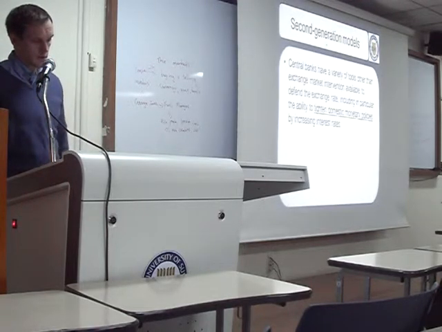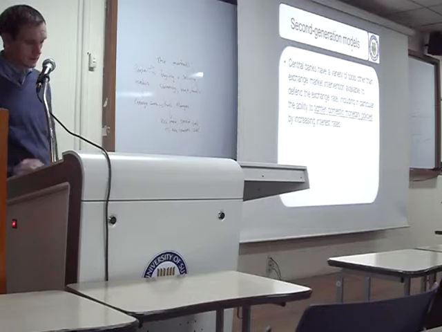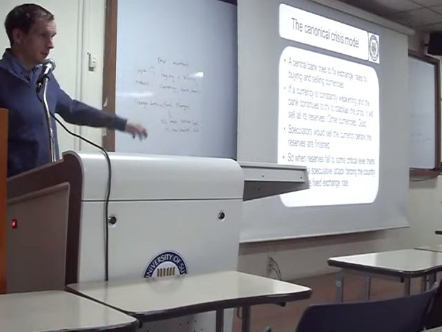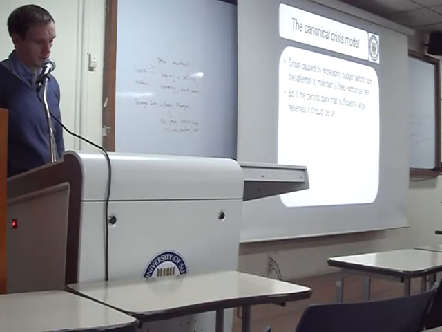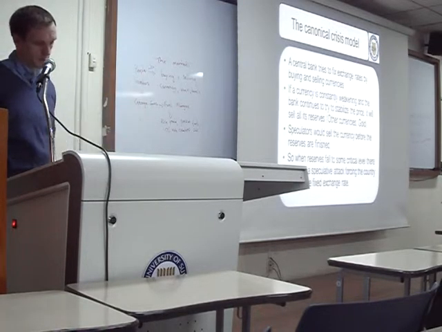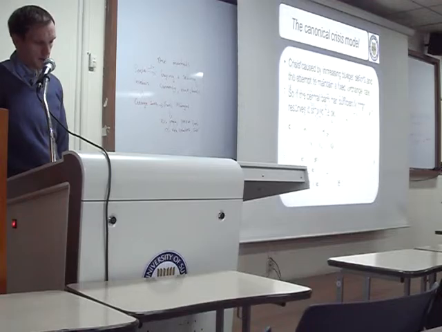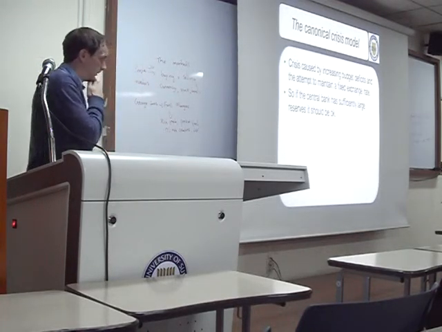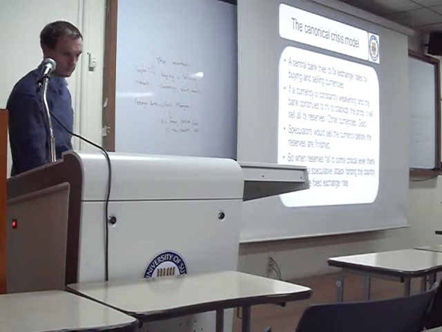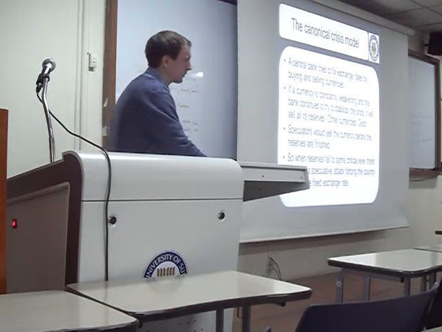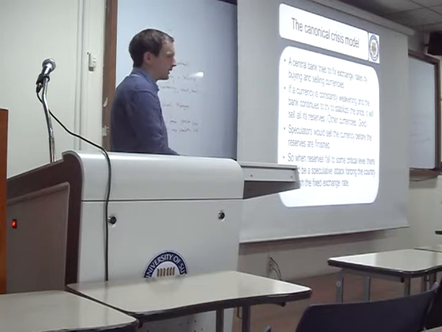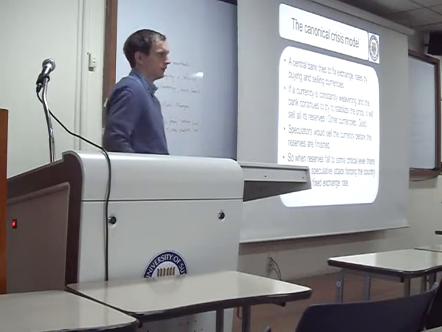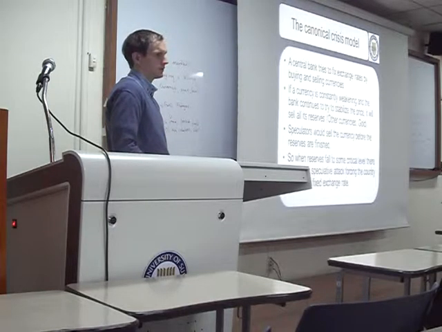So then there is the second generation model. This is the simplest one. Do you understand this model? Explain this type of crisis to your partner. Okay, we can talk about Thailand. This is the first type of model of a crisis that happened in Thailand. So explain the Thai crisis to your partner.